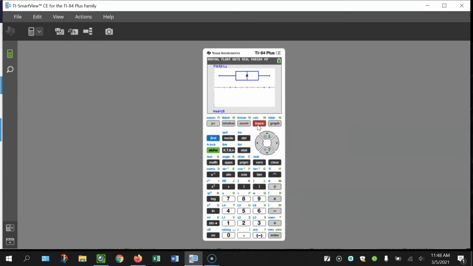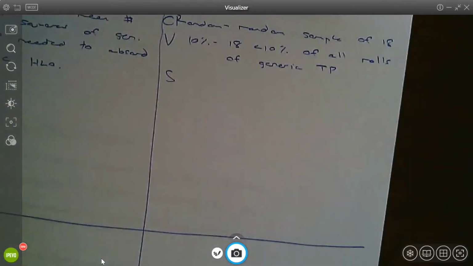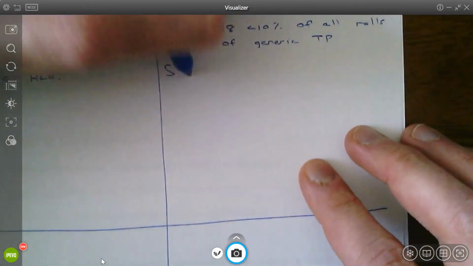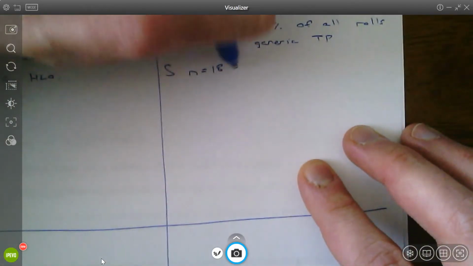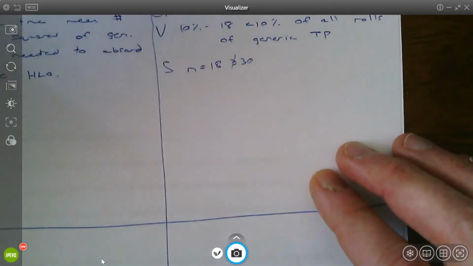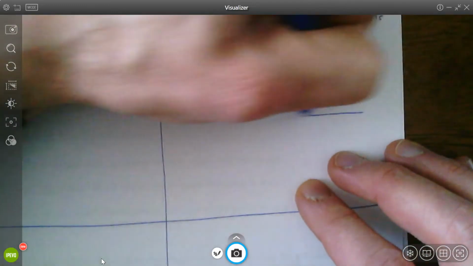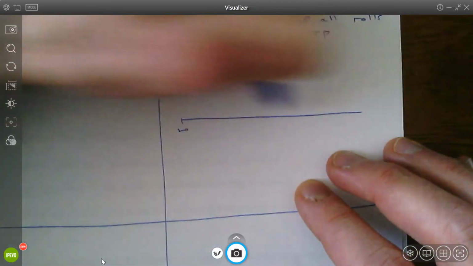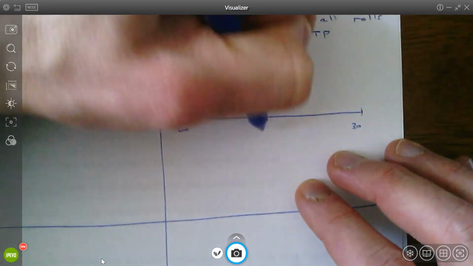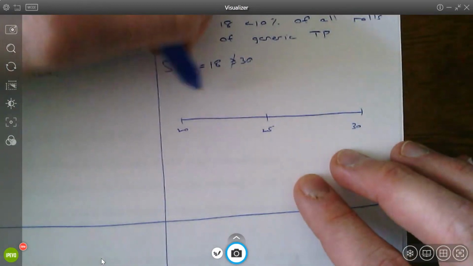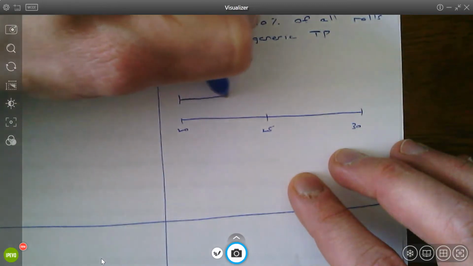I'm going to hit trace because I'm going to need to know these 5 numbers. The min is 20. Max is 29. So here's what I need to do. n equals 18 is not greater than or equal to 30. So this is the normal large sample condition. So we have 20, 30, 25. And I'm going to construct this box plot.